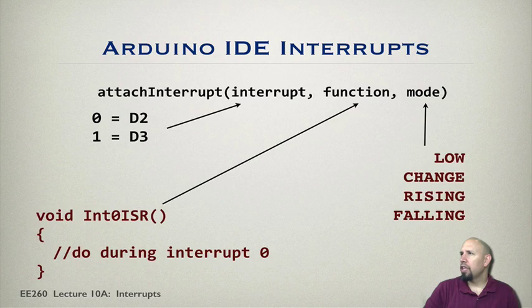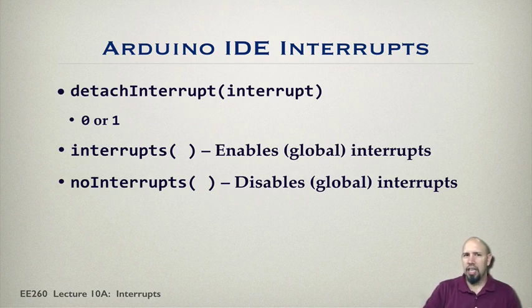So again, here's the basic format for the Arduino IDE interrupt. We have interrupts 0 and 1. We have some function that we've defined. We define it somewhere. Okay, and then we have the mode, the 4 possible types of interrupts. So that's the Arduino IDE.